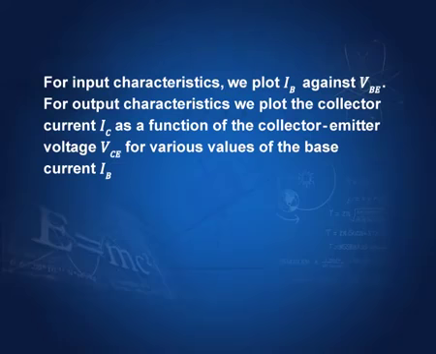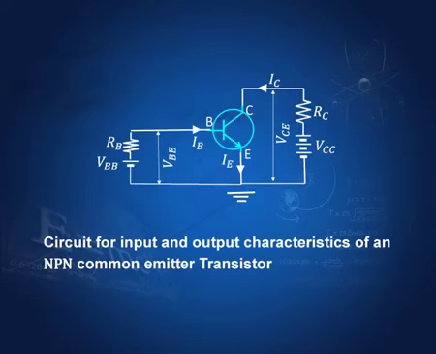You remember, IB is the current going to the base, it is the emitter base current, and IC is the current going through the collector, it is the emitter collector current, and VBE is the bias between the base and the emitter. And so, we plot IB against VBE, the current against the voltage between the base and emitter. These are the input characteristics.